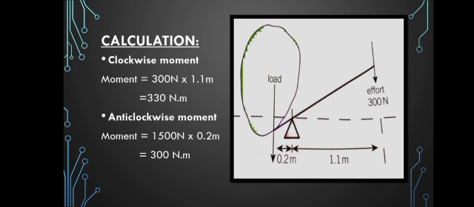What do we have to calculate? We have to calculate the moment, meaning the turning effect of the force. The force is 300 Newton, and we have to calculate its value. Now, as we know, moment can be calculated with the formula force times distance. Now I have to calculate from the pivot to the load about the force value.